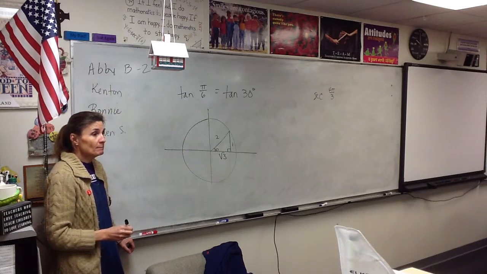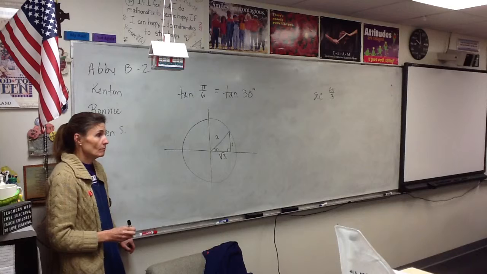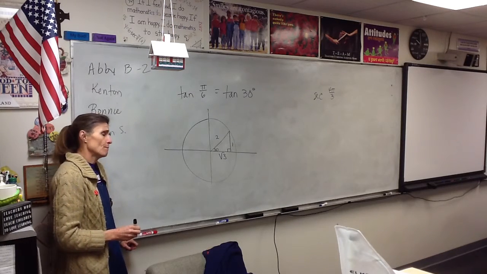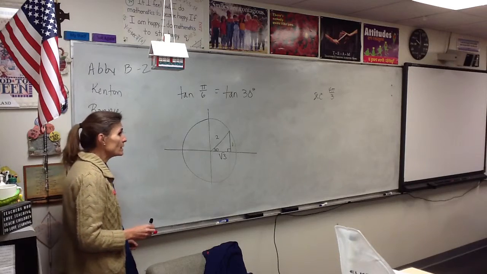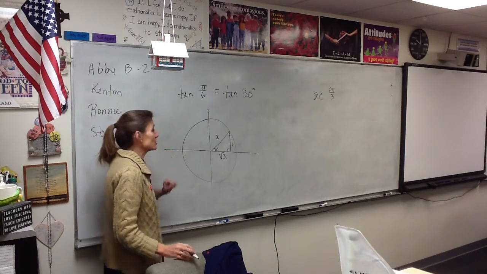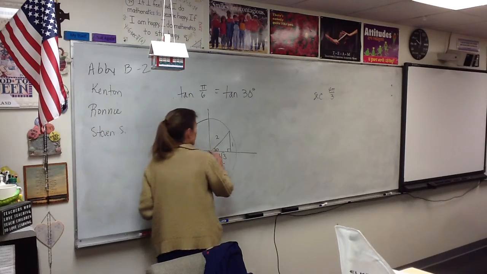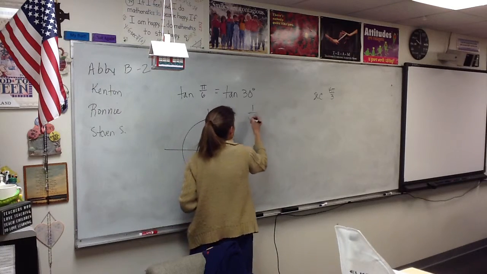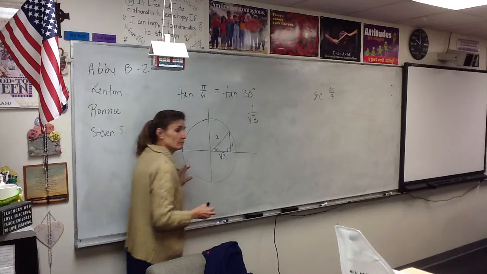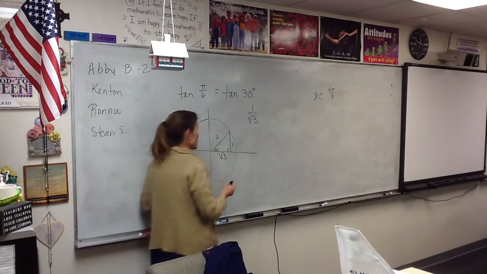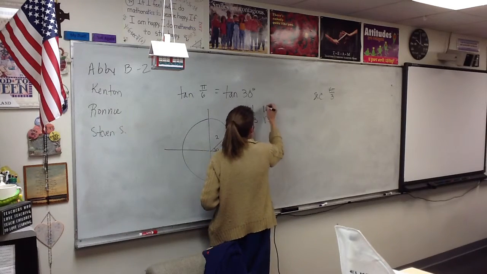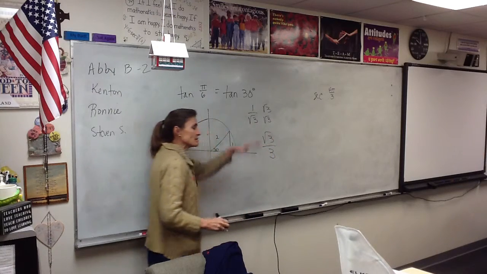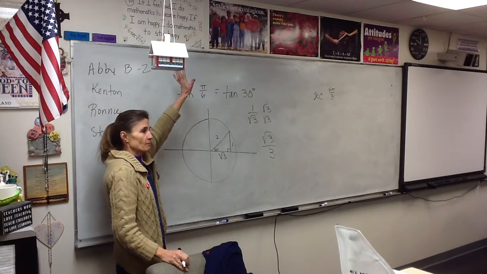Everybody okay with that? Is anything negative? No. Everything's positive. So we need the tangent. So what's the tangent? Opposite over adjacent, which is 1 over root 3, which has to be rationalized. Did you remember that? Yes, I did. So how many of you said root 3 over 3?